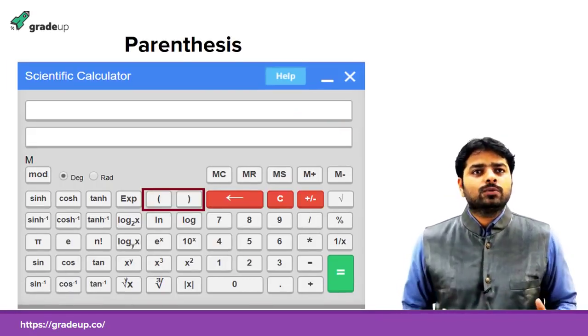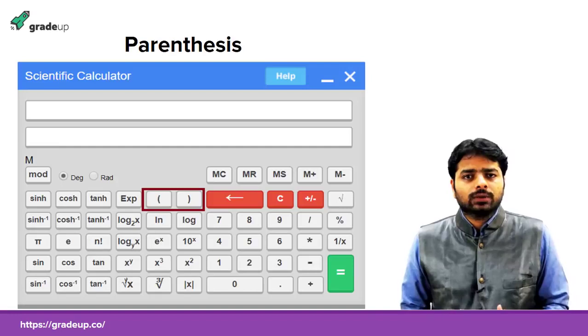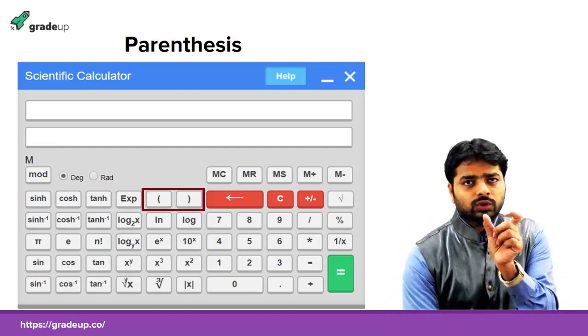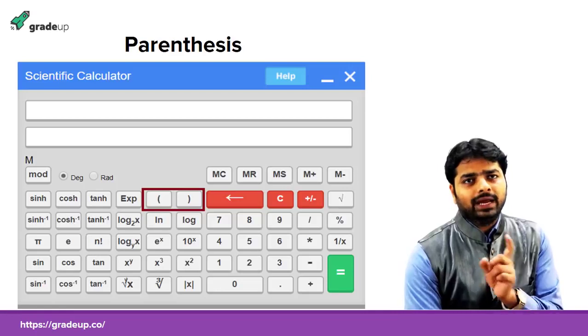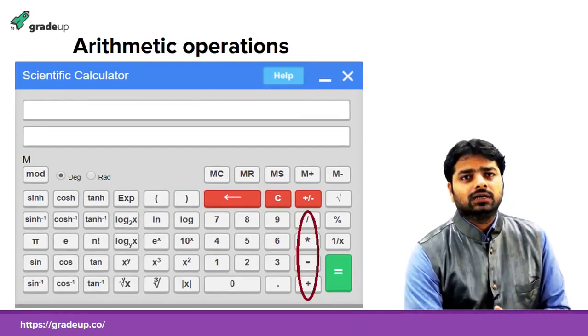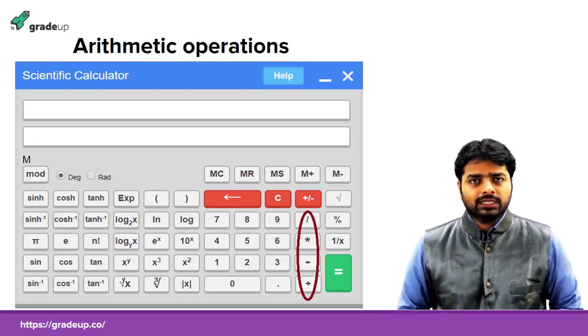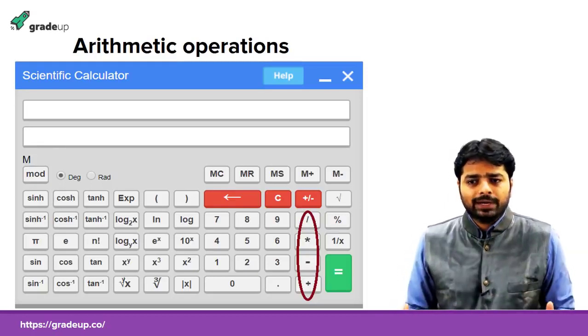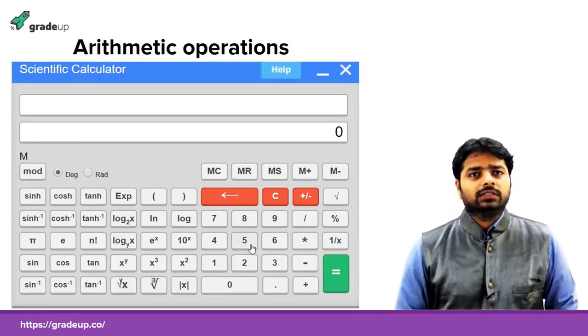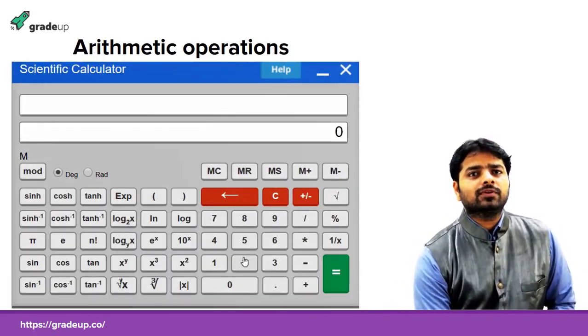Then we have so many types of keys, and I'm going to talk about the keys one by one. The parentheses are shown in the marking, the open and right parenthesis. Then we have the numbers, and then we have arithmetic operators. I'm going to discuss how to operate the arithmetic operators quickly, and perform some of the arithmetic operations.